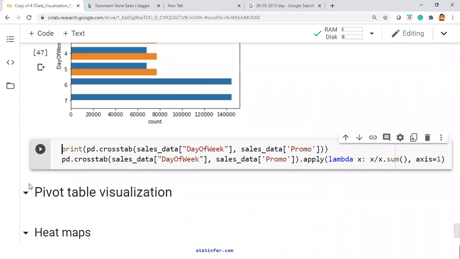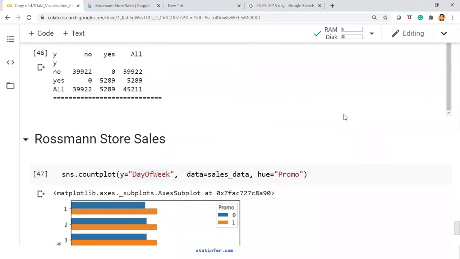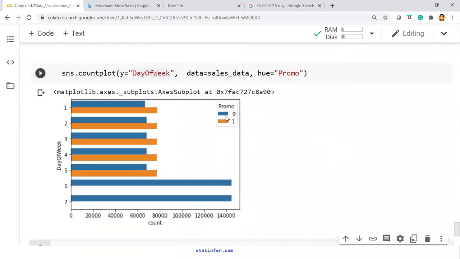So most of you are saying yes, they are related. Promotion 0, that means there is no promotion on that day. Promotion 1, that means there is some promotion. So day 1, Monday, Tuesday, Wednesday, Thursday, Friday. On Saturday, not even a single promotion.